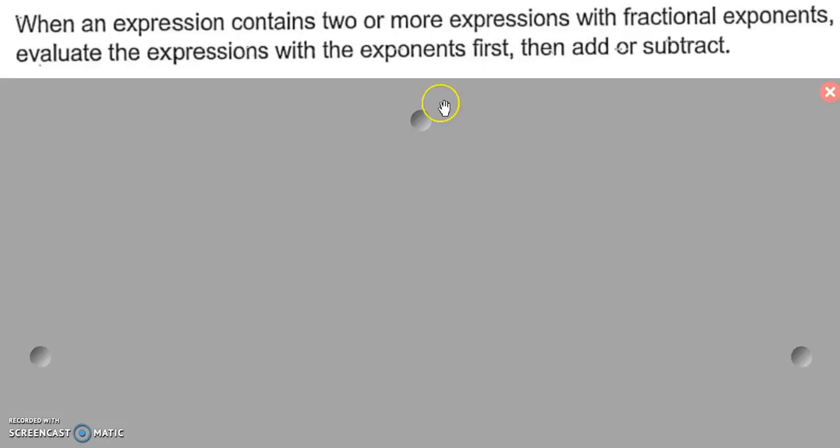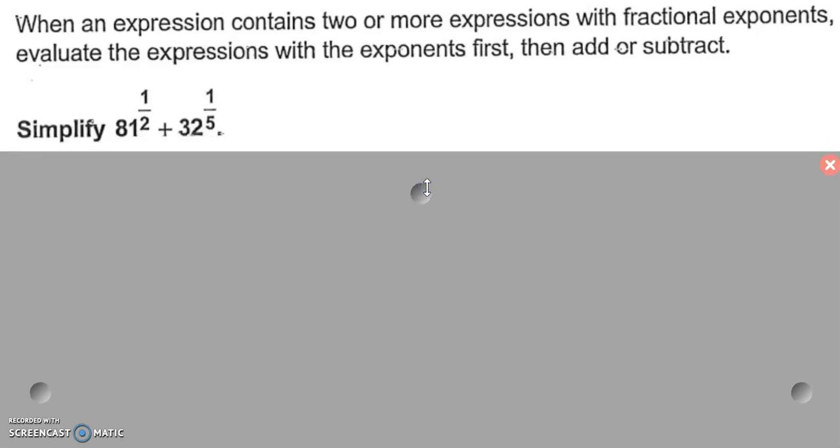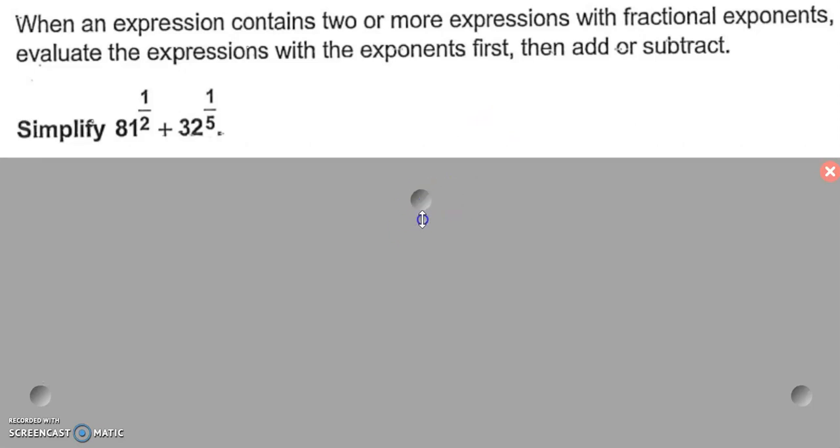In a second example now, when we have an expression and it contains 2 or more expressions with the fractional exponent, we're going to evaluate the expressions with the exponents first, and then we're going to add or subtract. So we want to simplify 81 to the 1 over 2 power, or the 1/2 root, and we're going to add that with 32 to the power of 1 over 5. So we're going to evaluate each one individually first.